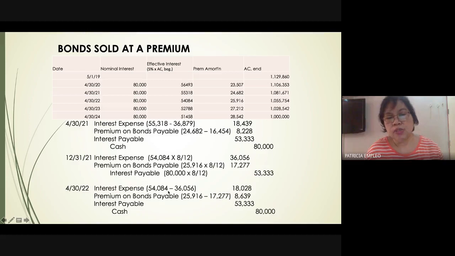Therefore, in year 2022, on April 30, 2022, when we pay the third periodic interest, we debit interest expense, that's 54,084 minus the amount recorded at the end of last year, 36,056, so that's 18,028. Update also your premium amortization. So debit premium on bonds payable, that's 25,916 minus the amount that was amortized last year for the first 8 months, 17,277. So that is 8,639. Debit interest payable to cancel the interest payable that we recognized at December 31, 2021. So that's 53,333, and credit cash for 80,000.